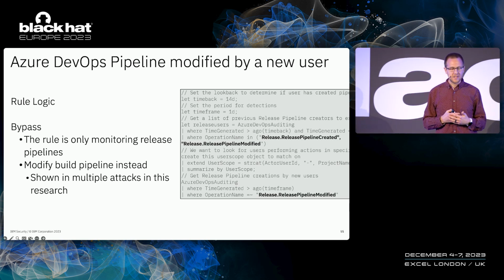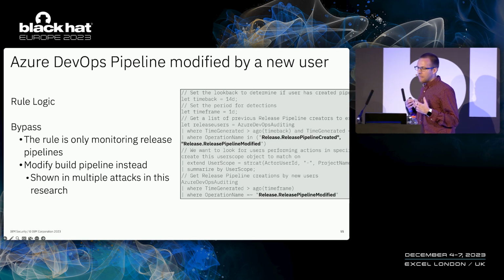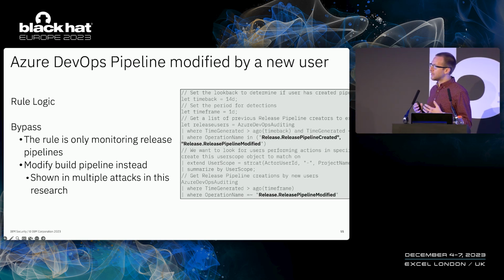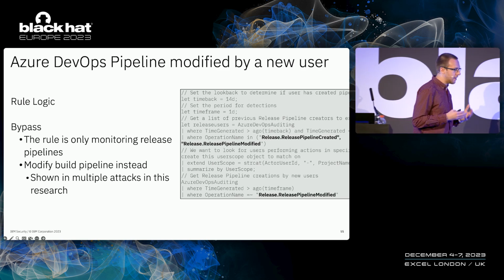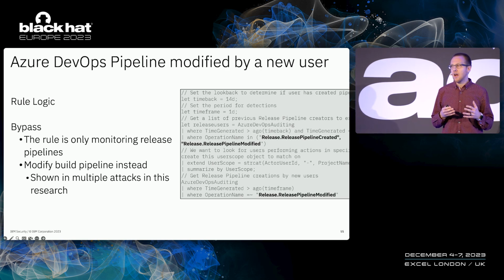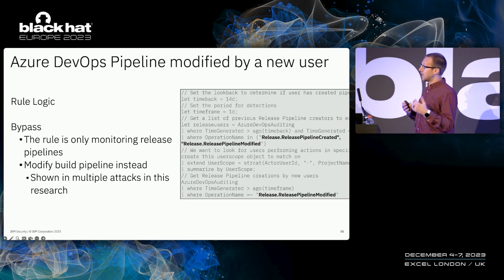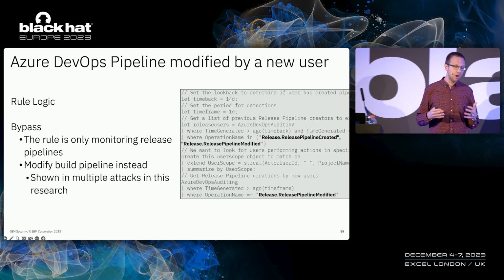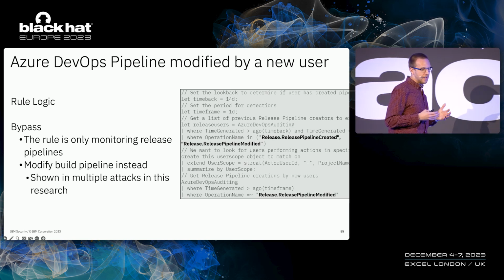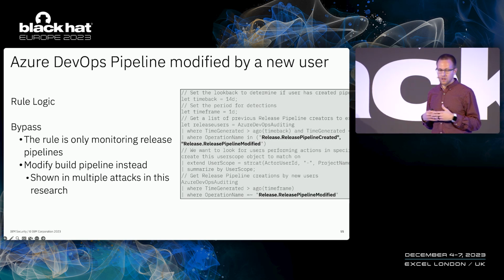This rule here is specifically monitoring for any users who have modified a release pipeline that don't typically create or modify release pipelines. Now the issue with this rule is it's only looking at release pipelines. It's not actually monitoring build pipelines. And something you've seen in my research is that I'm specifically targeting the build pipelines, not the release pipelines. Because of this, that activity is going to go undetected.